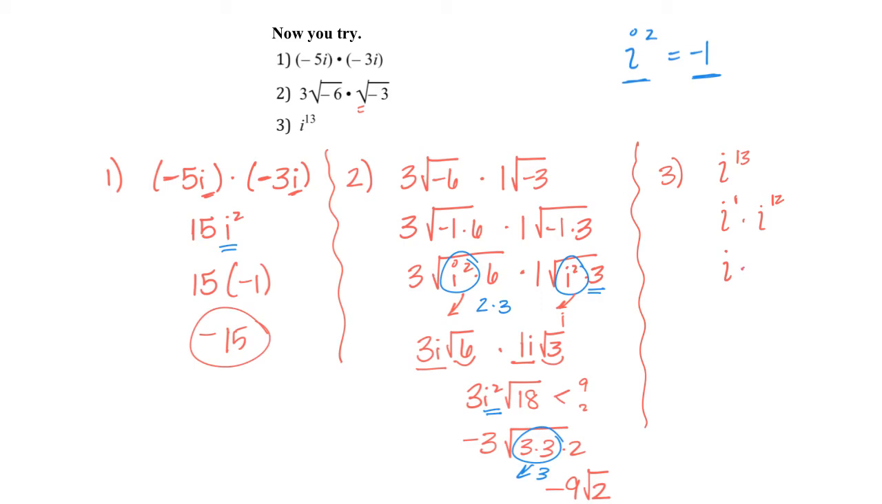i to the 12th is the same thing as i squared to the 6. Again, this is a product here between the 2 and the 6, which gives me that 12. By definition, again, we know that i squared is -1. So I have my i here. I have i squared, which is a -1. A negative 1 to an even becomes a positive 1. So this value is going to become a positive 1. And 1 times i is going to give me a positive i.